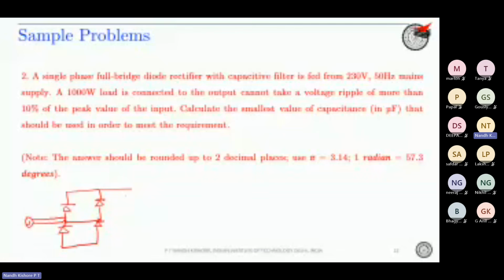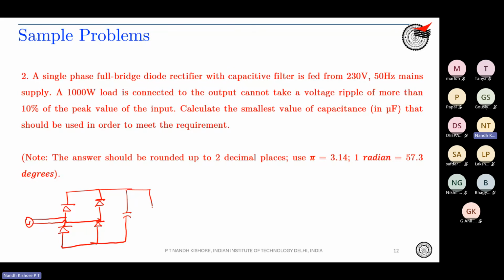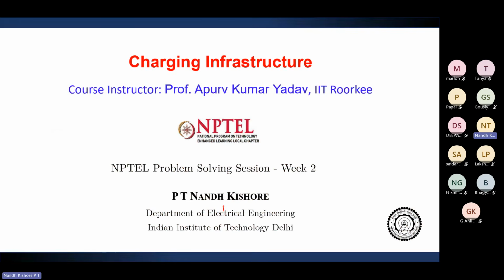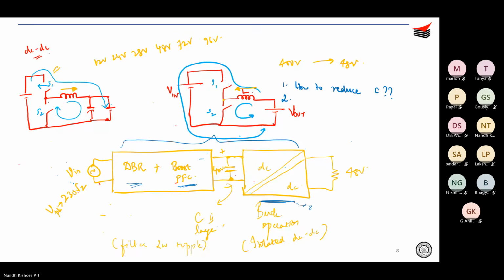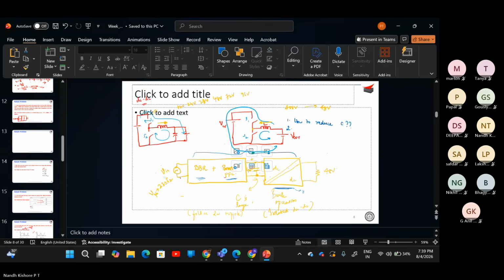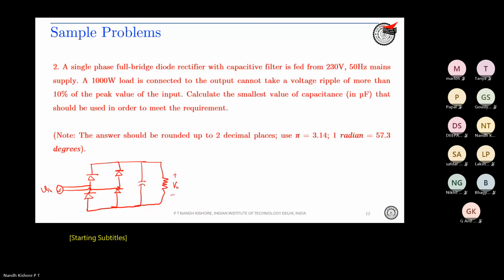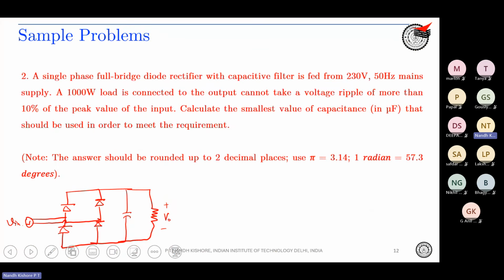Okay, and you are having a capacitor filter over here, and then you've got a resistive load. So what they have given is it's fed from a 230 volt 50 hertz supply. So the power level is 1 kilowatt, and delta V cannot be more than 10% of the input.